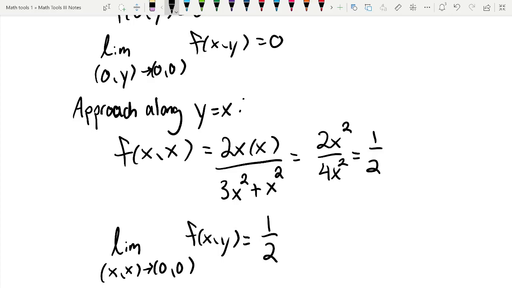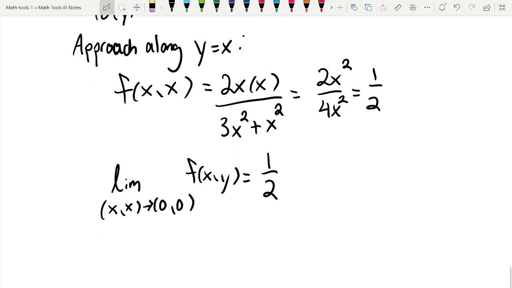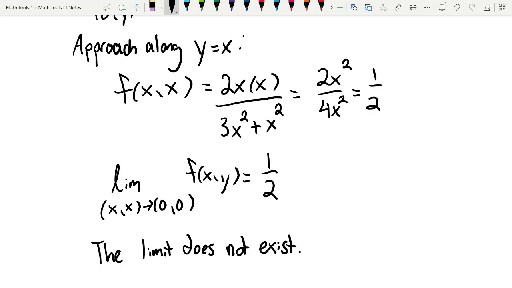So now we have two approaches that are not the same. So this tells us that the limit does not exist. Okay. Which is the best case scenario for us here if we're trying to do this problem algebraically. Because if it did exist, then theoretically we'd have to show every single line that you could come in on would have the same limit, and there's an infinite number of those, so that would be impossible.